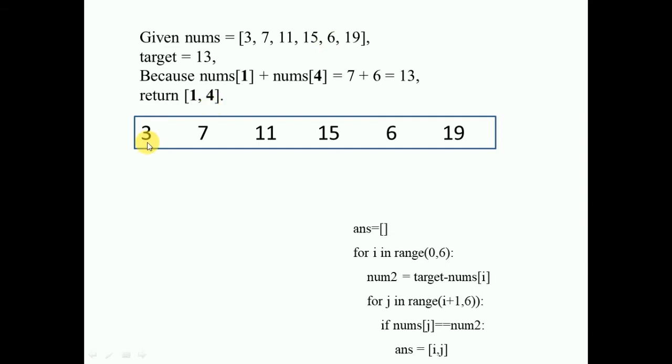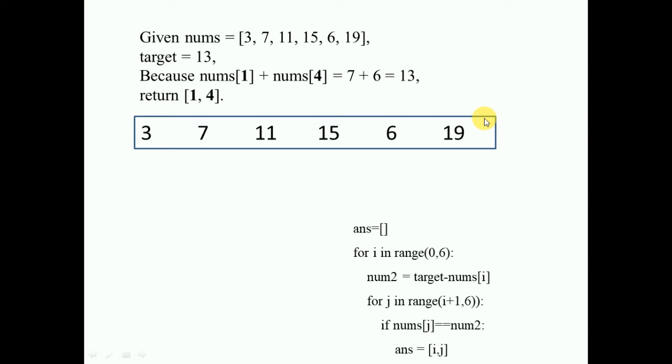So let's start. How can we do this problem? One approach is we can calculate the combination of all the pairs, like 3 and 7, 3 and 11, 3 and 15, 3 and 6, 3 and 19, 9 and 6, and 6 and 15. Like this we have to make the combination of all pairs from this array, and this will take more time. The time complexity will be more here.